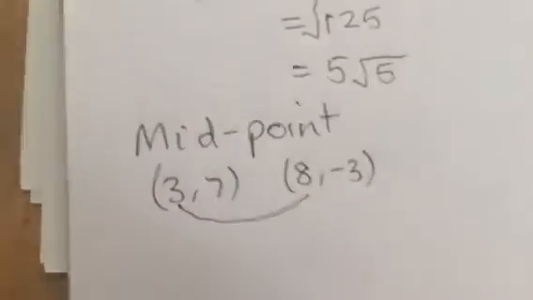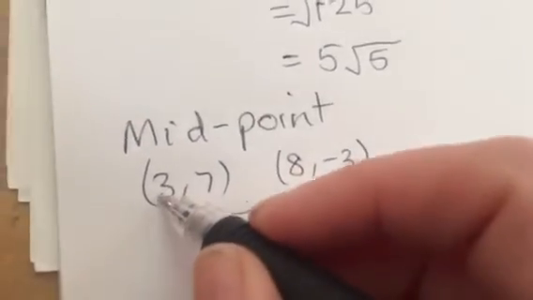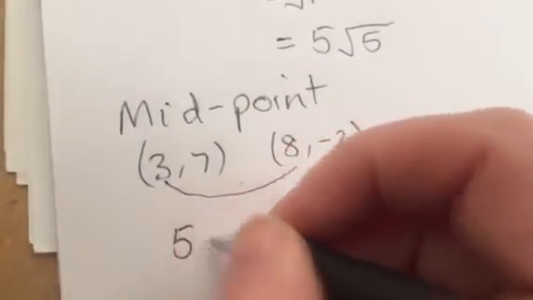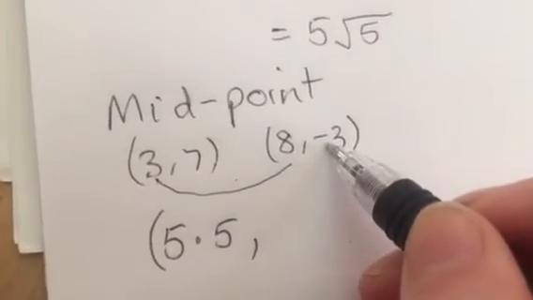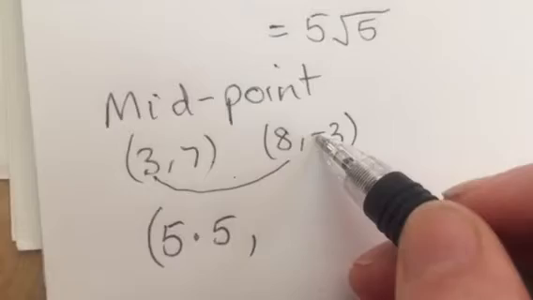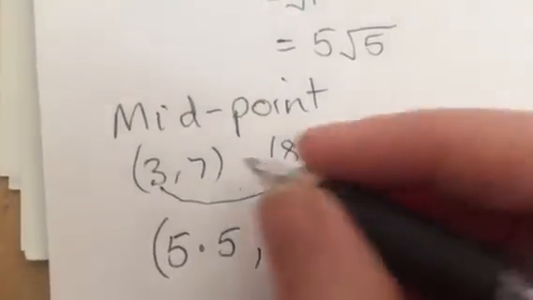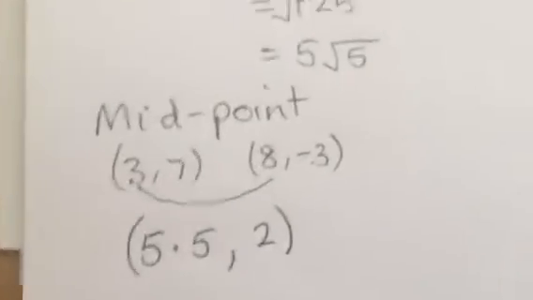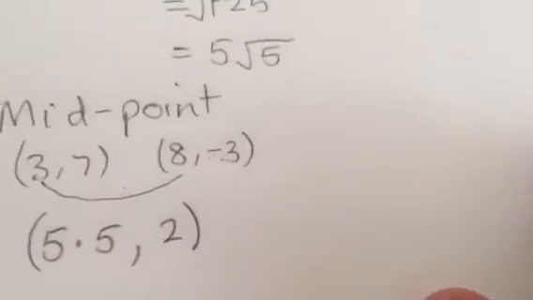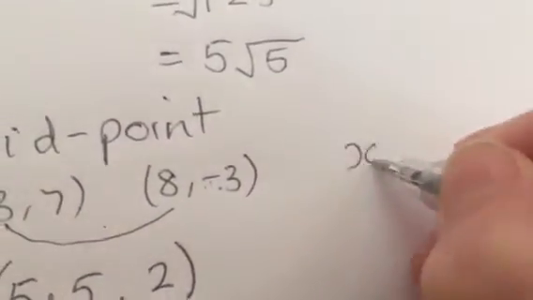I'm going between 3 and 8, that's a distance of 5, so halfway along is 2.5, so from 3 to 5.5. From 7 to -3 is 10, so halfway along that is 5, so 5 along from 7 going downwards is 2. So it's very simple. There's also a formula that you can use, which for midpoints is actually quite a useful formula to use.